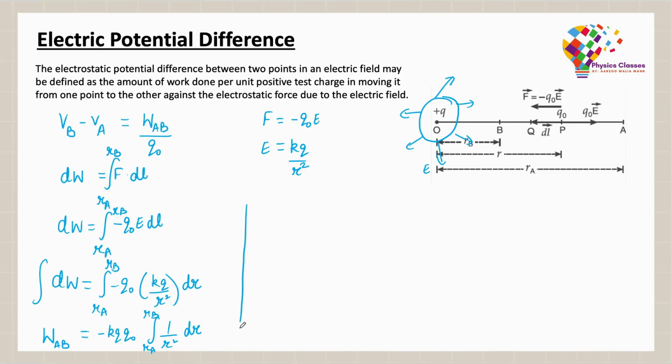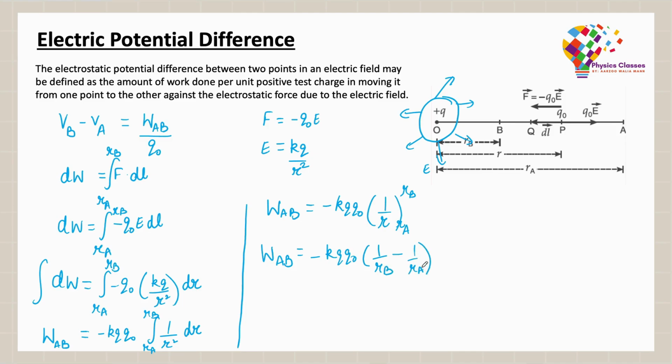Further, I can write down over here that this work done will simply be equal to 1 by R square integration, which would be minus 1 by R. So I have 1 by R, and I need to substitute the limits, that is RB and RA. So from here, I simply get my work done as minus KQ Q naught times (1 by RB minus 1 by RA).